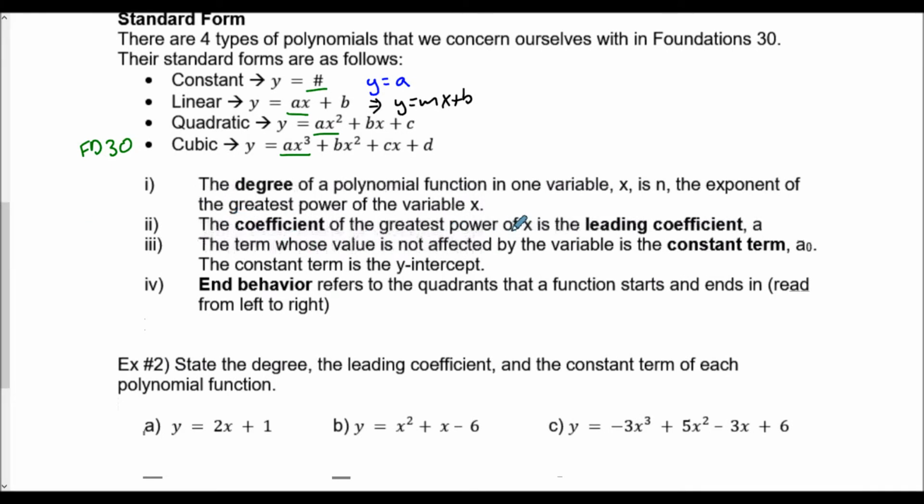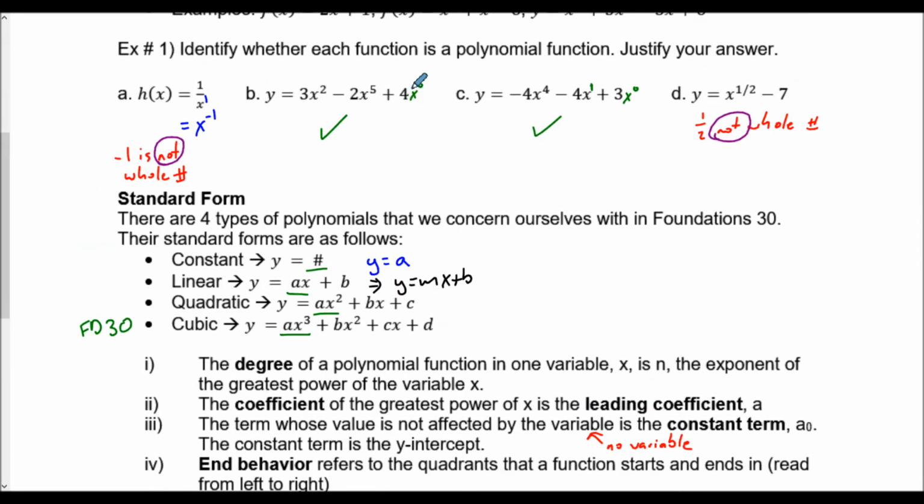The coefficient of the greatest power of x is called the leading coefficient. So whatever number is in front of that variable that has that highest degree is known as the leading coefficient. The term whose value is not affected by the variable is known as a constant term. Meaning, if it's not affected by a variable, it also means that there is no variable. What do I mean by that? The number 4, the number 3, the number -7. Even though this is not a polynomial, this would still be considered the constant term.